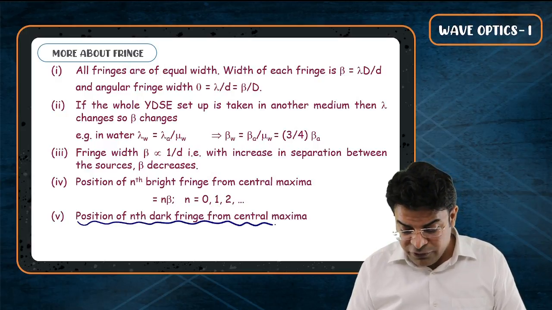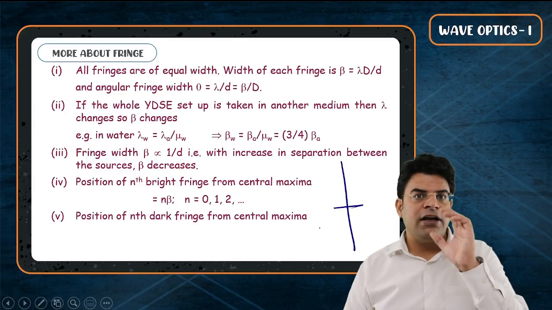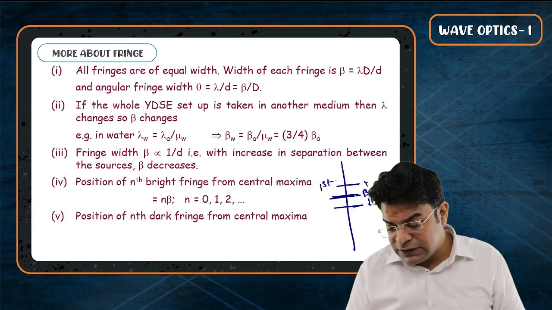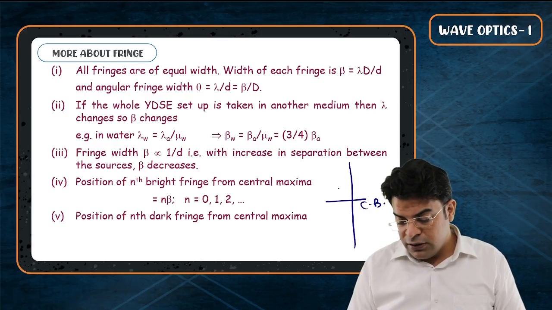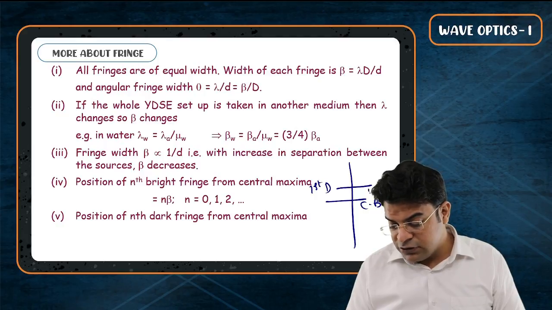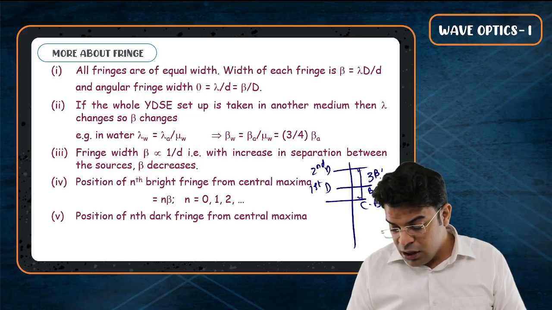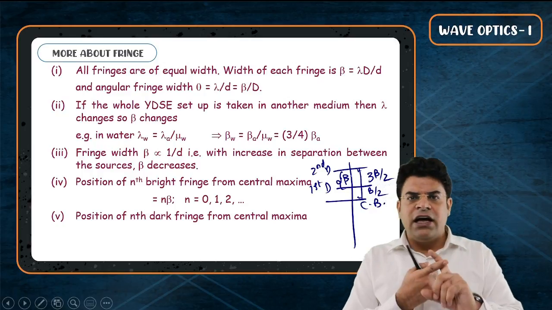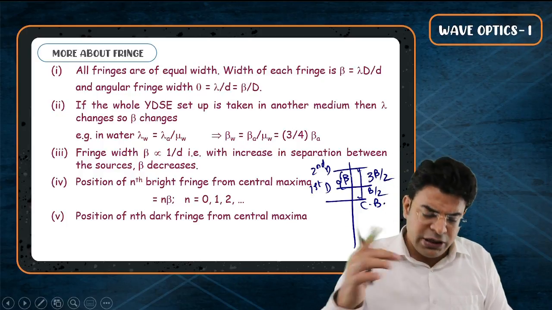Position of nth dark fringe from the central maxima. We know that between two consecutive bright we will get dark. So we get first bright at a distance beta, and we will get first dark at a distance of beta by 2. Do remember this. You have got central bright, the first dark at distance of beta by 2, the second dark at distance of 3 beta by 2. Do notice that the gap between two consecutive dark is still beta. So you get first dark at beta by 2, second dark at 3 beta by 2, third dark at 5 beta by 2, fourth dark at 7 beta by 2, and so on.